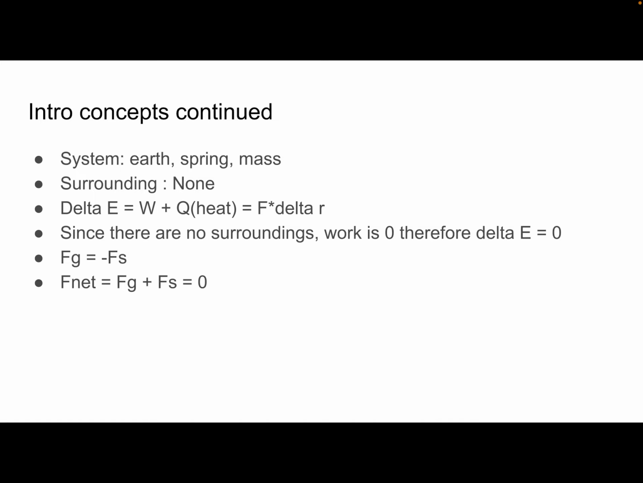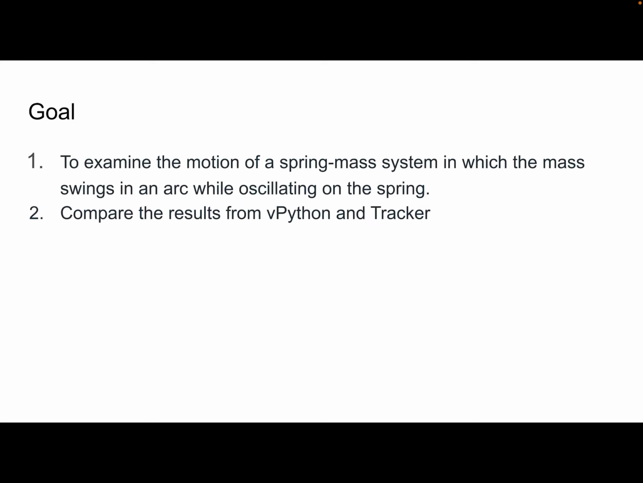Now, since there are no surroundings, work is zero. Therefore, delta E, or change of energy, is equal to zero. That means that force of gravity is equal to the negative force of the spring. So then, net force is equal to zero, because the sum of force of gravity plus the force of the spring will equal zero.